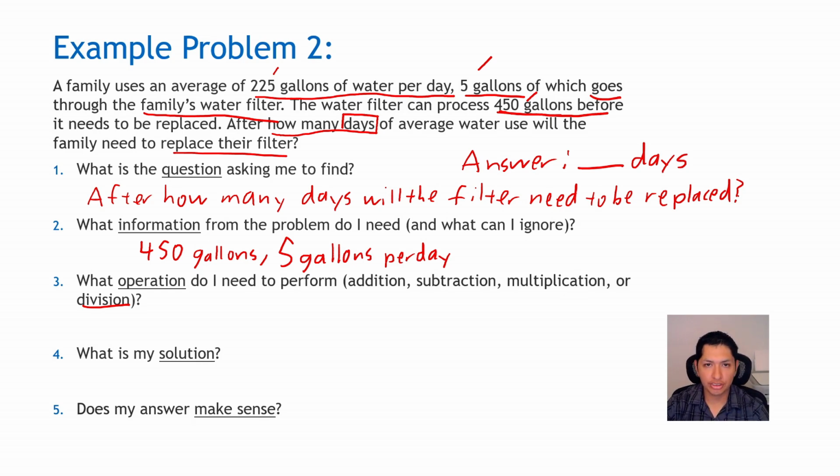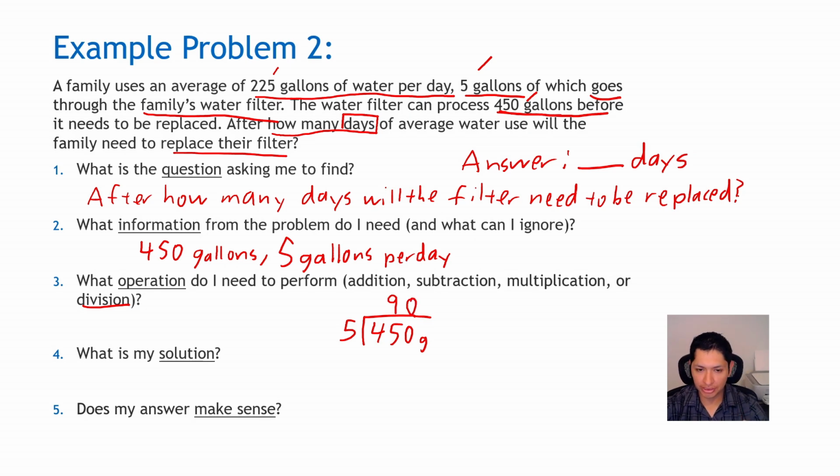Now that I have chosen the operation, number 4 is what is my solution, and that is actually solving the problem. So to solve this problem, I say that 450 gallons is how much it can process before needing replacement. And the way that I'm going to get how many days I can use it at 5 gallons per day is by dividing 450 gallons by 5 gallons a day. So if I divide 450 by 5, then the answer here is 90.